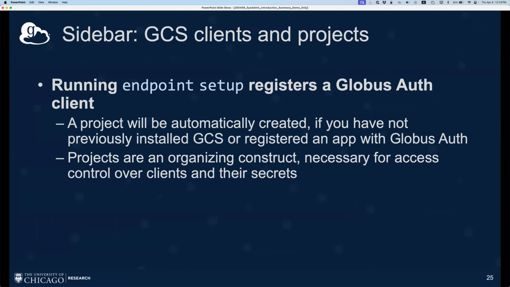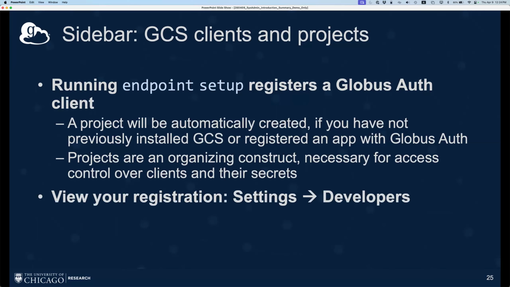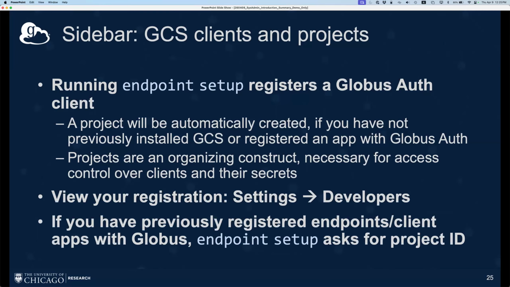So this project is just a way to organize and control access to who can manage the credentials that are used to work on that endpoint. So that'll get created for you if you don't already have one, if you've never installed Globus Connect Server or haven't created any other Globus Auth clients. You can go look at this under the settings developers tab. If you've ever interacted with Globus Auth for endpoint setup, or maybe you've registered a client application, you will already have a project, so it'll usually just pick up the one that you have. If you have multiple, it'll ask you to pick one.